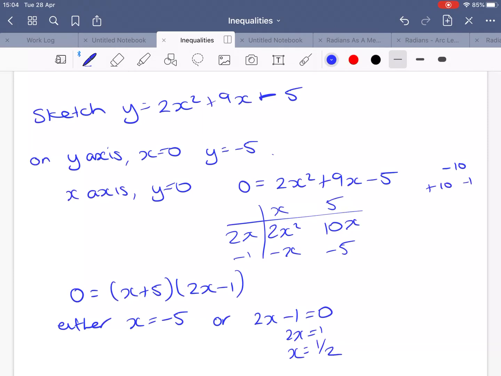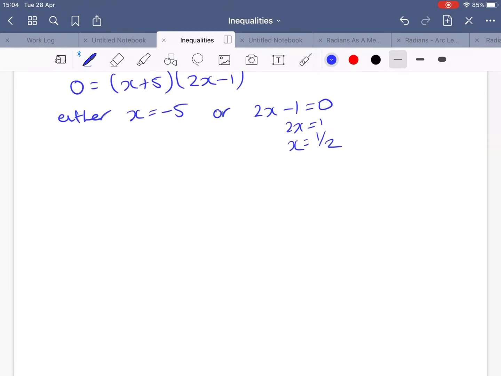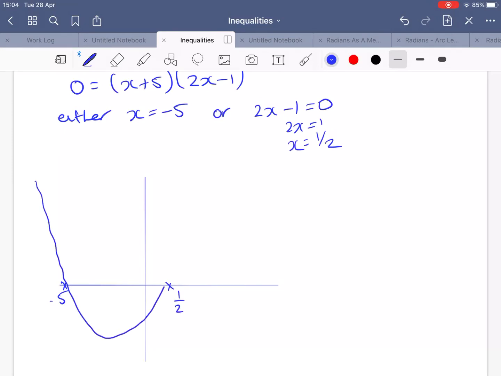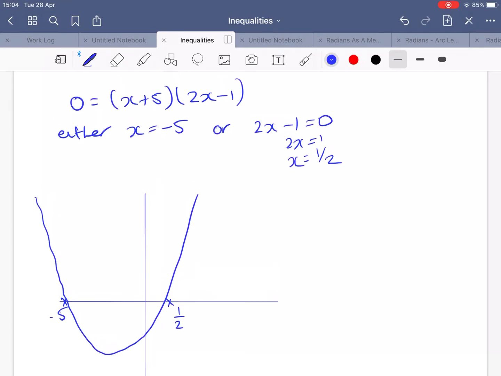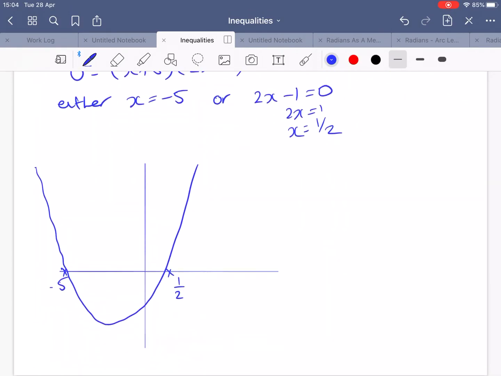Right, why did I do that? Only did it to draw the sketch. So I need to draw my quadratic. So here we go. It's going to cross the x-axis at minus 5 and a half. Okay, I'm just going to draw it. I'm never very good at drawing these, but it doesn't really matter. And it crosses the y-axis at minus 5.